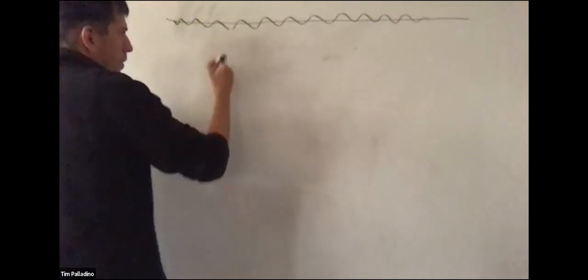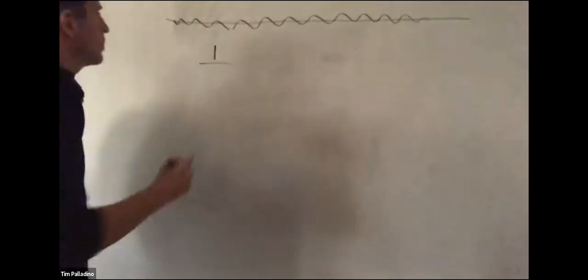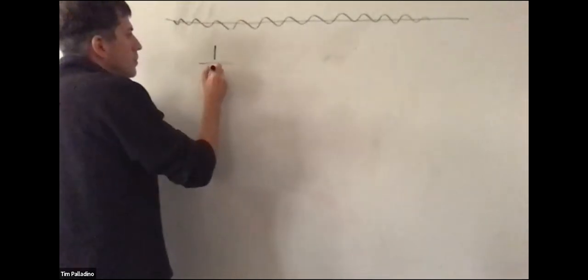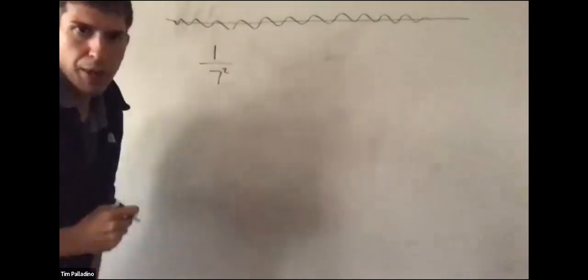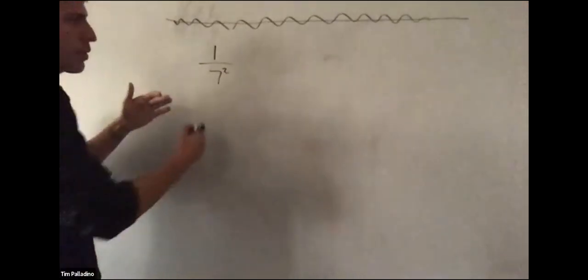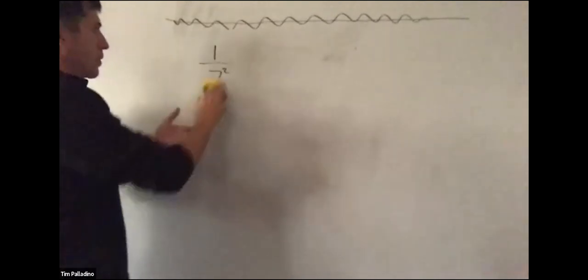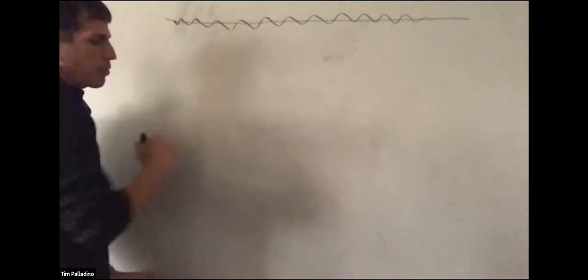Let's say you have 1 over 7 squared. Okay, you guys can still see that? Yeah. Well, let me take one step back. So I'm going to do that problem in 1 second.